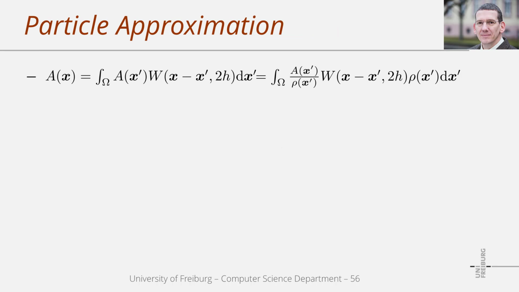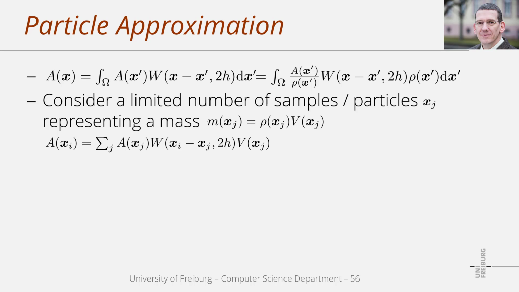So we know that a quantity A at position x can be approximated with the convolution of the function A with the kernel function W at position x. In the context of SPH, the respective integral is often written in a slightly different form, where we expand the integrand with the density at x'. Now in the next step, we approximate the integral with a sum over discretized samples or particles xj. Each of these samples has a size v, a density ρ, and a mass m.